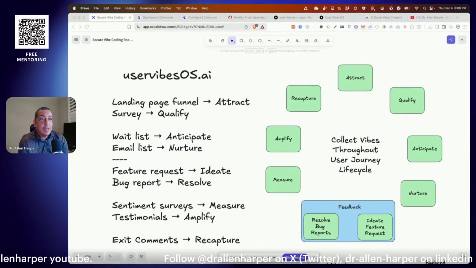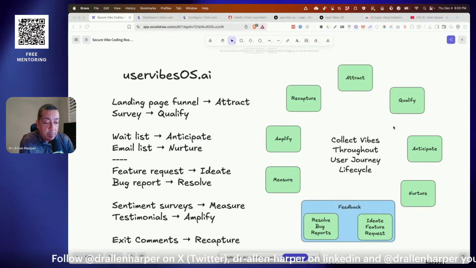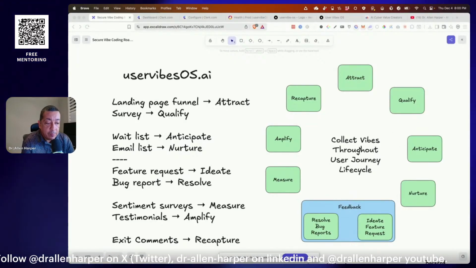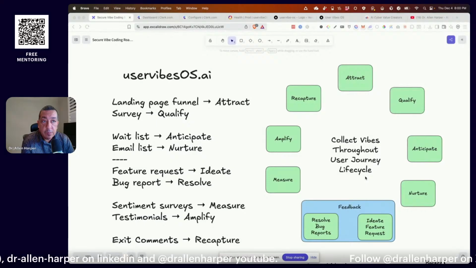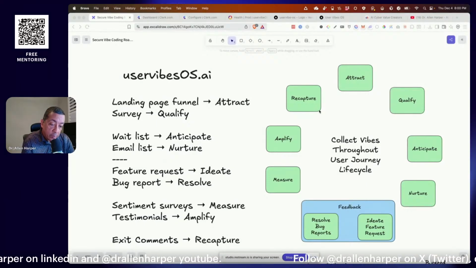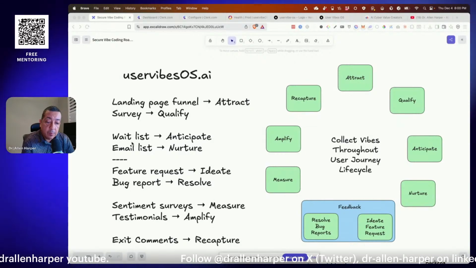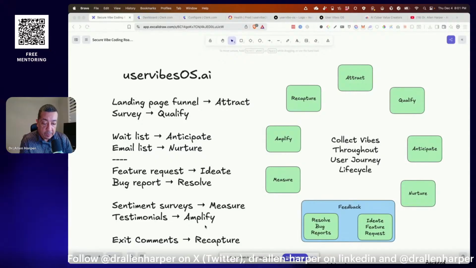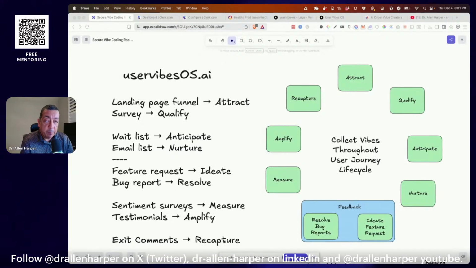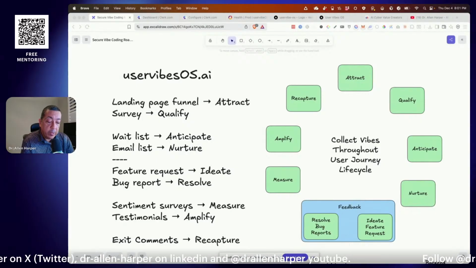We are building this app that we call User Vibes OS. The purpose of this app is to receive and collect vibes from the user throughout the user journey lifecycle. So, whether they are just landing on your landing page or maybe filling out a survey that you give them, or you add them to a wait list or email list, throughout the life cycle, all the way through to exit, we want to send them a survey to see if we can recapture them.